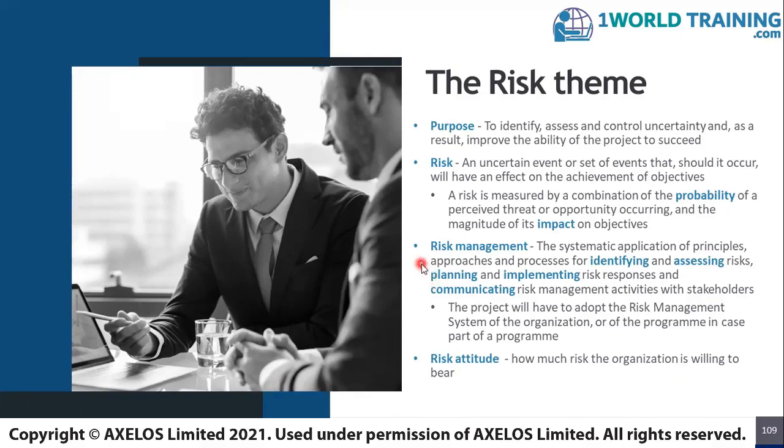And such risk management should include identification of risks, their assessment, planning the responses for every risk and the overall risks, and then implementing the responses in a timely manner, and continuously communicating status of risks to concerned stakeholders. The project will have to adopt the risk management system of the organization or of the program in case part of a program. Most of the times, project managers would have to comply with the risk management guidelines and procedures of the organization. They will not be required to invent new procedures for risk management.